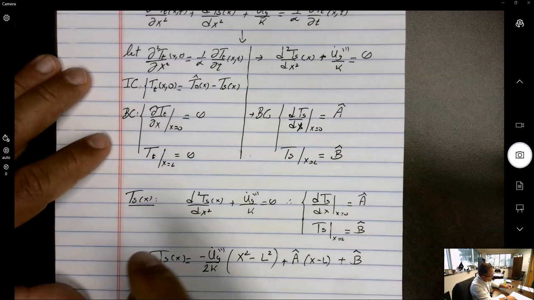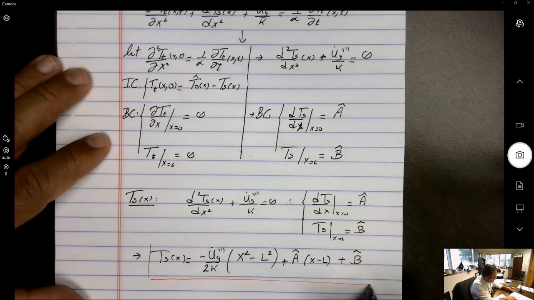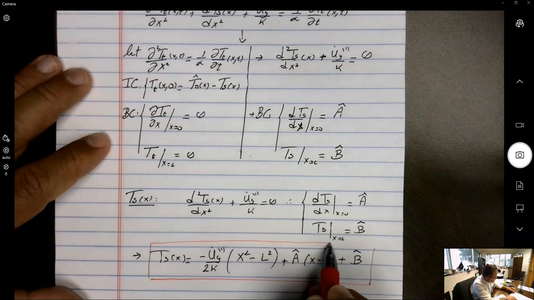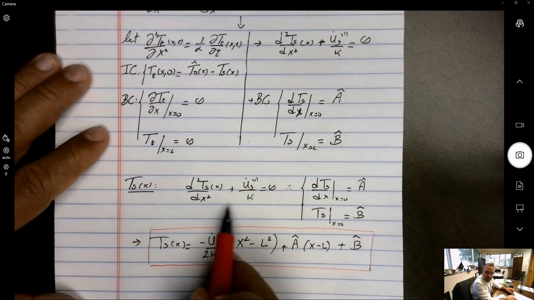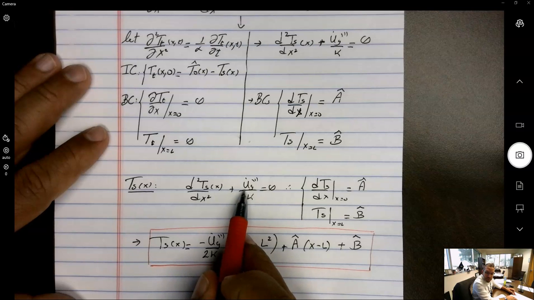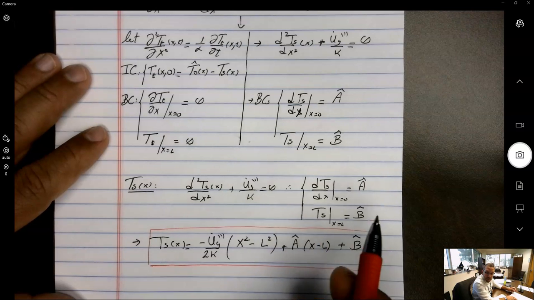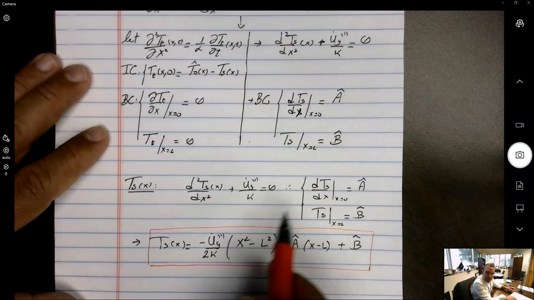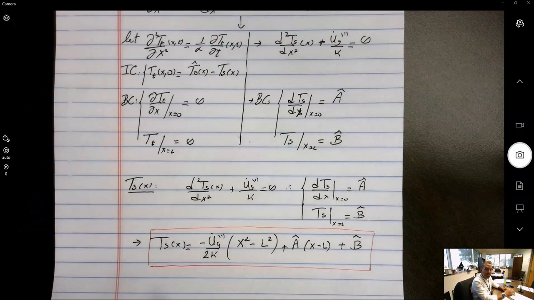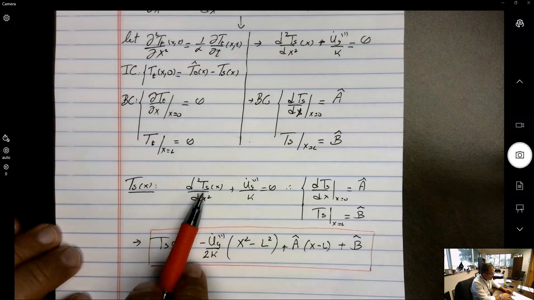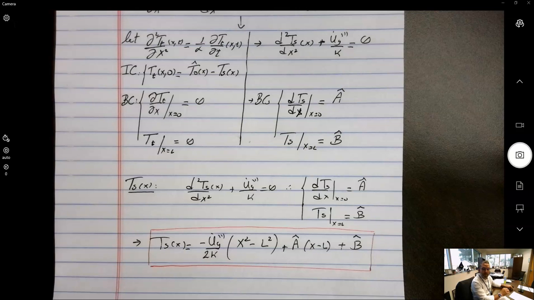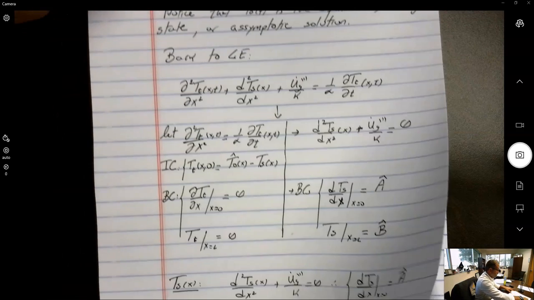plus whatever the flux is on the left hand side, A, x minus L, plus whatever the temperature on the right hand side is. So this solution right here is the product of basically integrating this twice, leading to two constants of integration, C1 and C2, which are found by implementing these two boundary conditions. So you can test that this is indeed the solution of this equation, and it satisfies both boundary conditions. I'm not going to go through the details of that. You already know how to do that. All right.